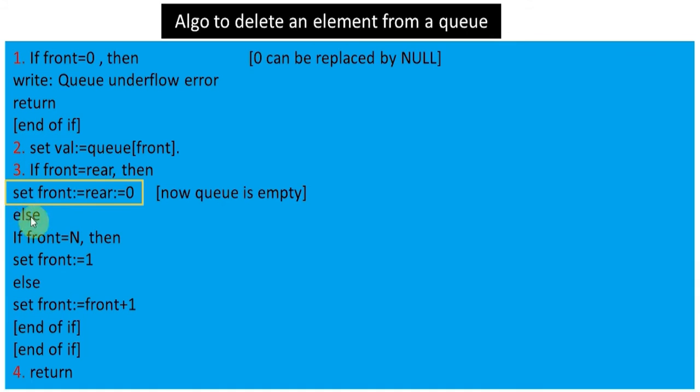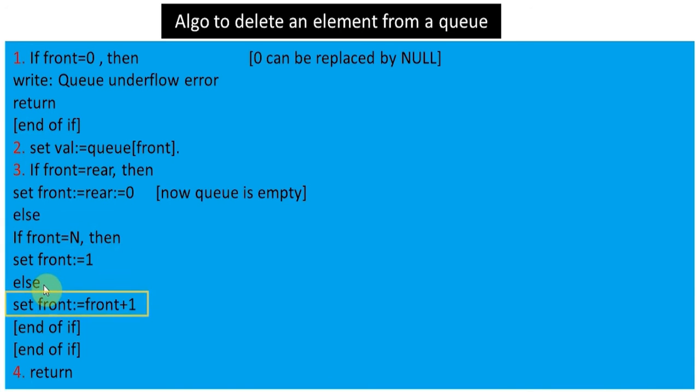Okay, else means this condition is false. That means front is not equal to rear. That means there are more than one elements left in the queue. So now I am making the check: if front is equal to n. That means if the value of front is equal to the size of the array, n has been assumed to be the size of the array. Of course, then we will move towards the first element of our queue, and we will be assigning the value of front as 1.